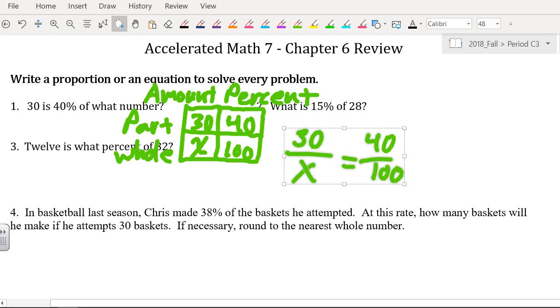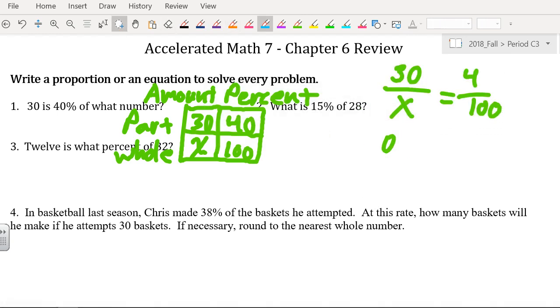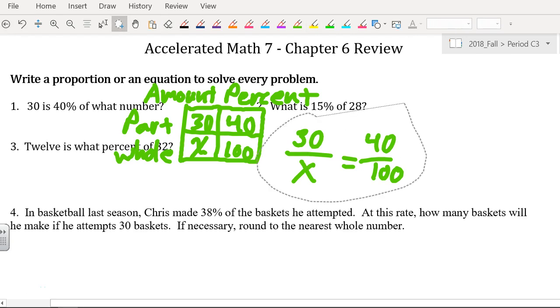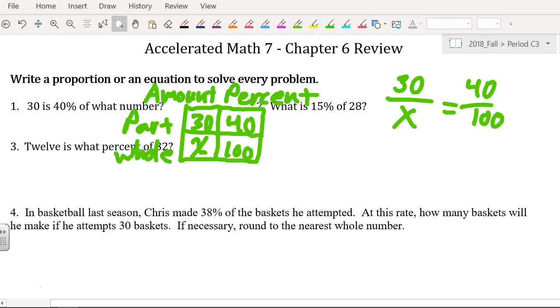Okay, let me move this up so we have more room. Now we're going to cross multiply. I'll just put little... Whoa! What happened to that 40? My 0 had problems. Sorry, 0. Okay, there we go. So now we're going to go zip and zip to multiply. Alright, what do we get?